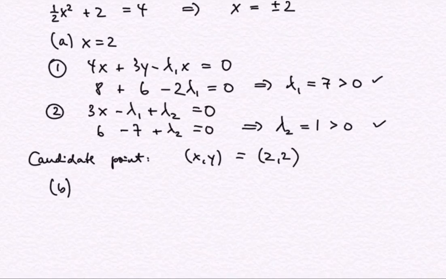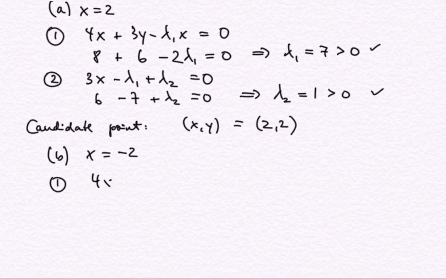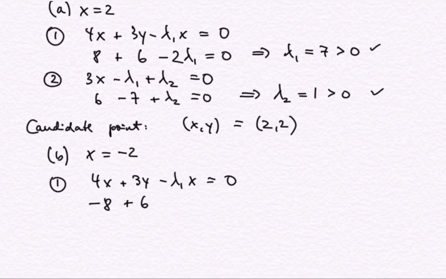Let's look at subcase B, where x takes the negative value of the square root, so minus 2. I go into condition 1, again 4x plus 3y minus lambda 1 x is equal to 0, and now I plug in x equal to minus 2, so I get minus 8. y is still 2 because the constraint is binding, so this is still plus 6. And now minus 2 times minus lambda 1 is plus 2 lambda 1, equals 0. I get that lambda 1 is equal to 1, which is a positive number. Good news.